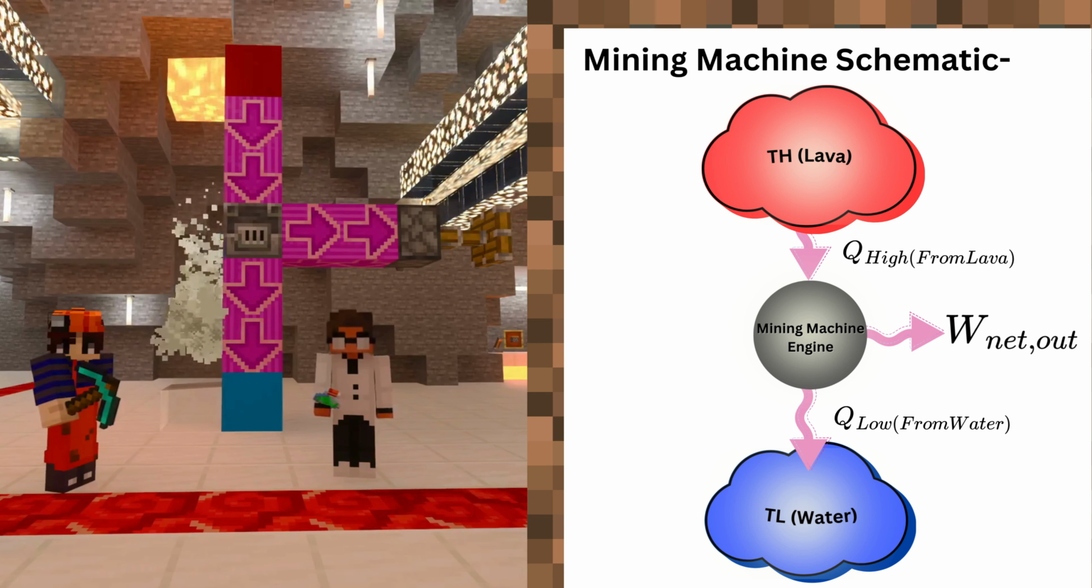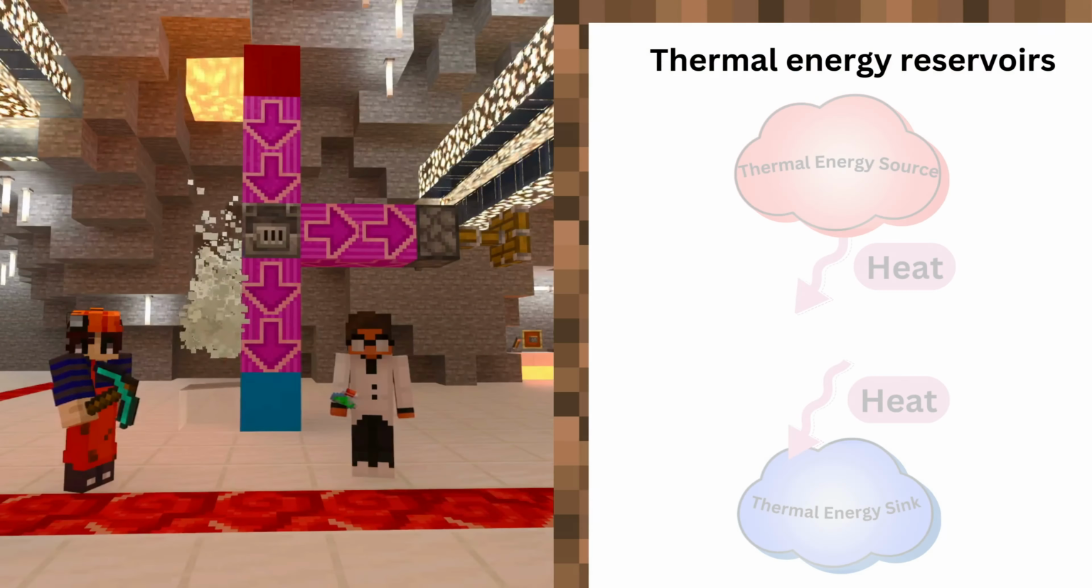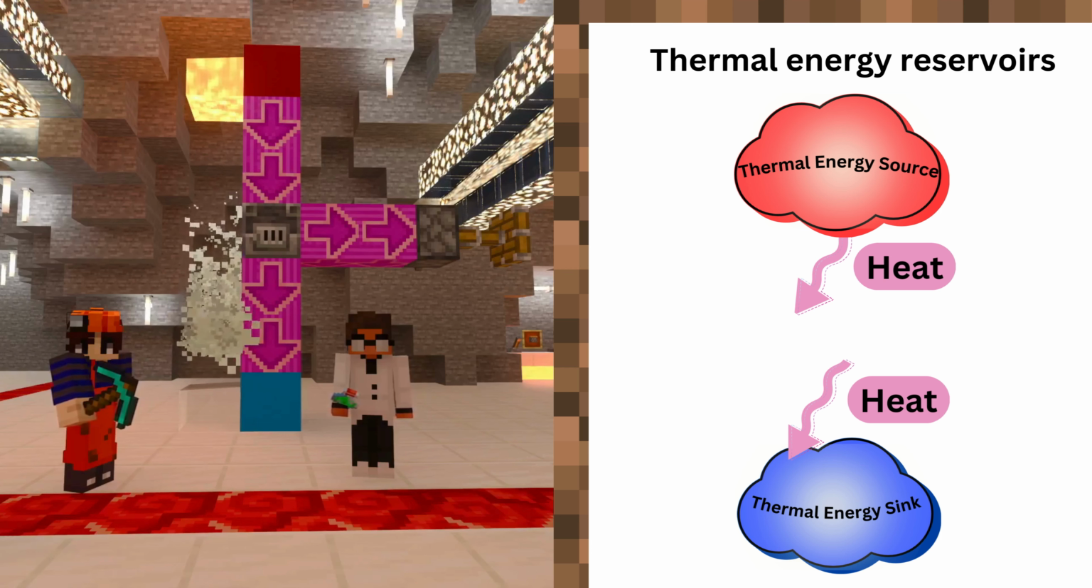And the key to understanding all this lies in the first law of thermodynamics. Energy cannot be created nor destroyed, only transformed or transferred. In a heat engine, heat flows from a high temperature source, does work, and what's left over is expelled into the low temperature sink.